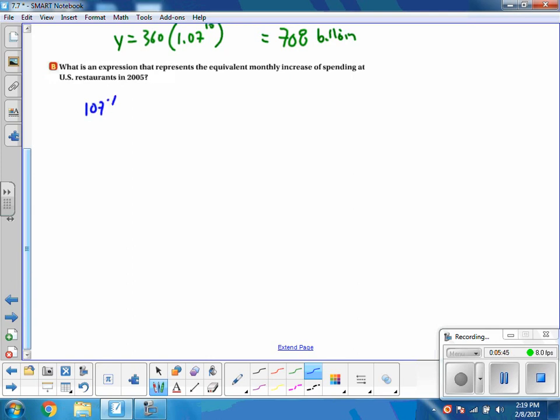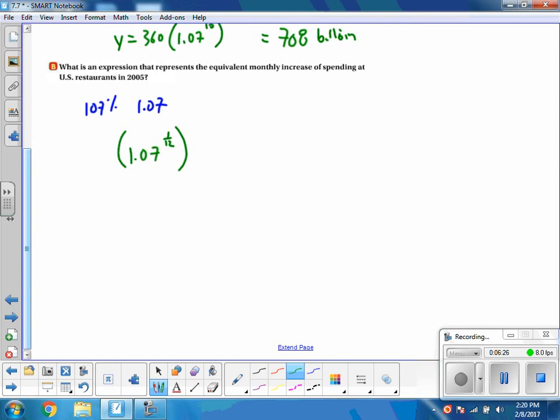We know we're working with 107%, which is 1.07. That's our interest rate that we're working with here. What is an expression that represents the equivalent monthly increase? So we know that 1.07 is annual, so I really want 1/12 of that. That'll give me the monthly amount. I can look at that as an exponential amount because this is an exponential change, and that would get me my monthly interest that's happening. That's how much it's growing. So instead of growing by the year, it's growing by the month.